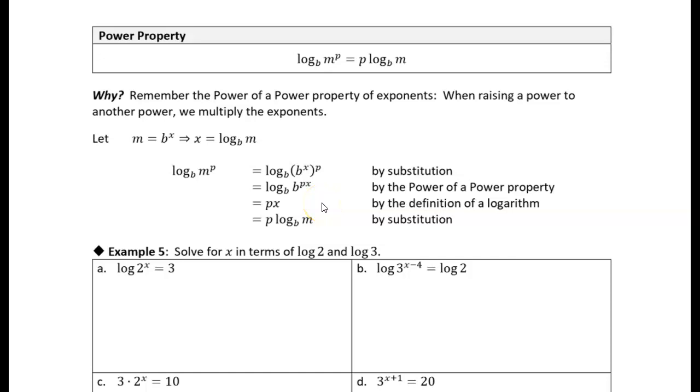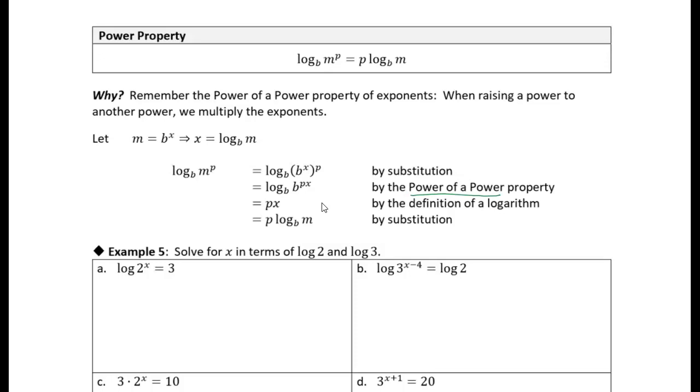All right, so we're going to talk about the power property next. And again, like I've said in every one of these videos, understanding the power property depends on understanding the properties of exponents. In particular, here it's the power of a power property for exponents.